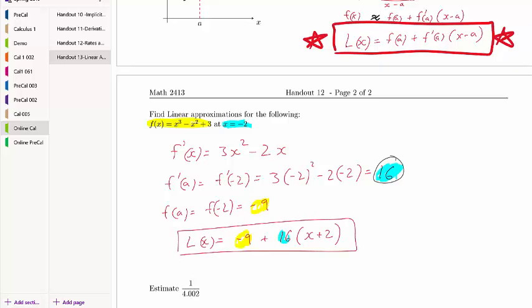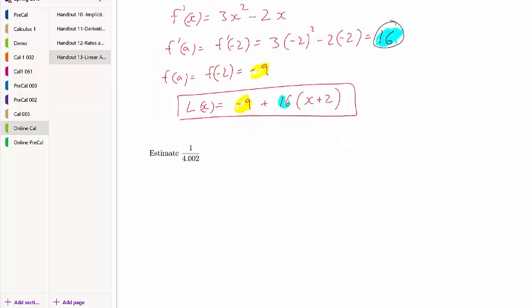And again, this only works for values of x that are close to negative 2. And how close do you need to be? Depends on how much error you're willing to accept. Okay, so let's move on to the next one.